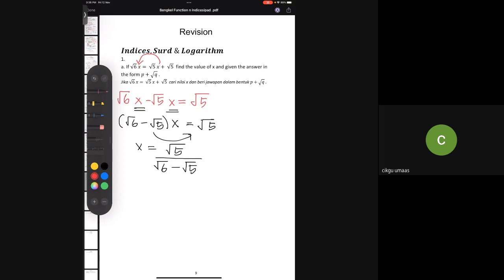And you can see the answer required, tak ada root kat bawah. Ini dalam bahagian atas, tak ada pecahan. So what am I supposed to do, sir? This is where the keyword called rationalize comes to the picture. So this will become root 6 plus root 5, root 6 plus root 5.